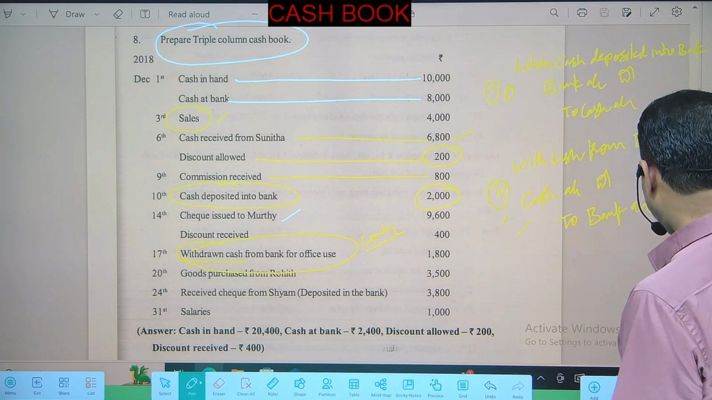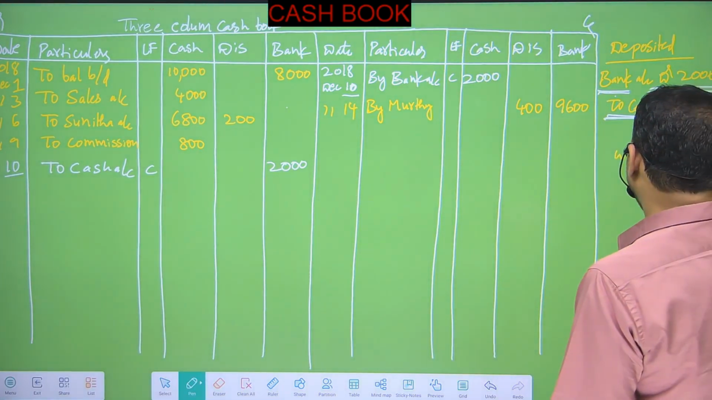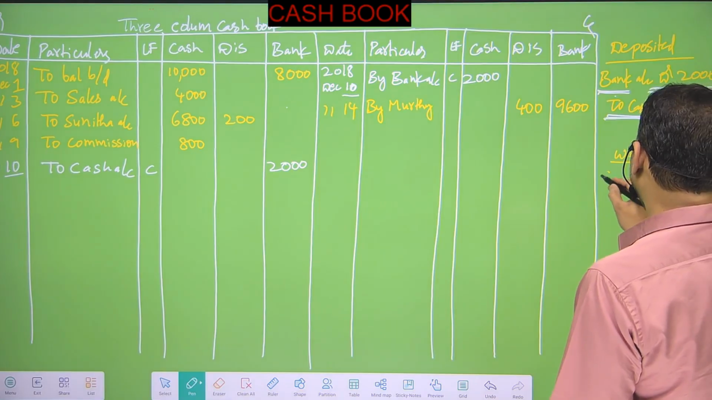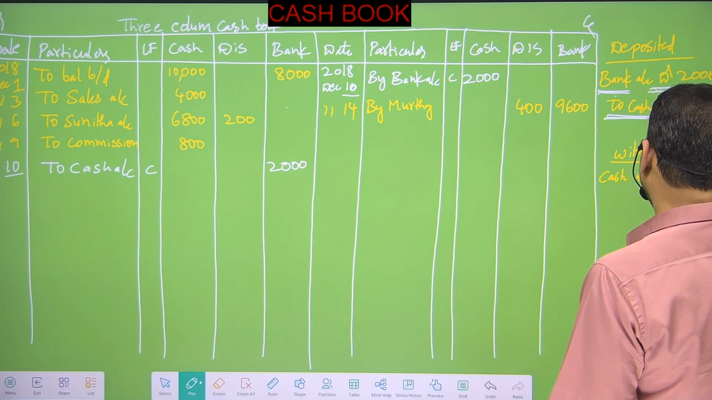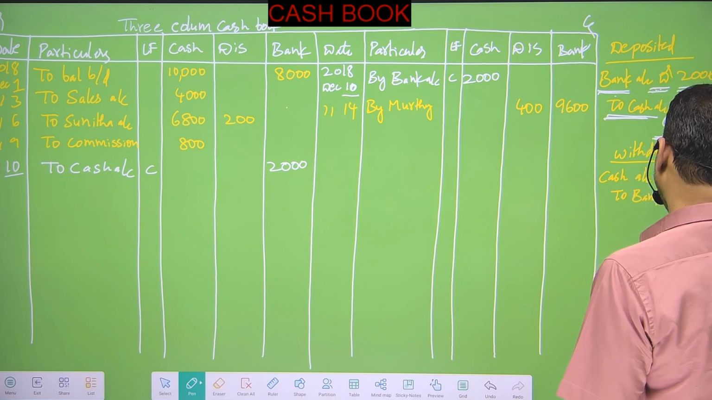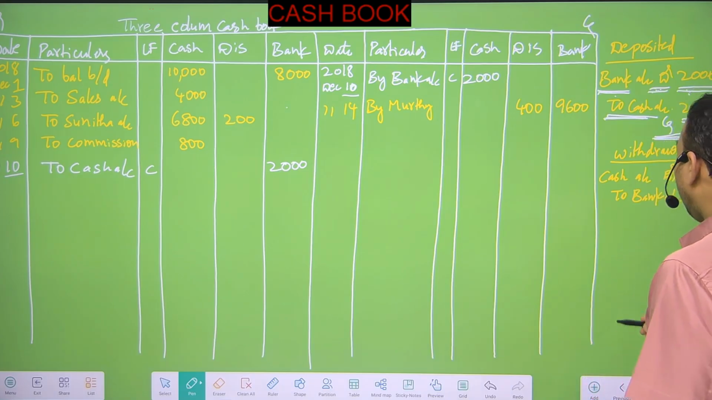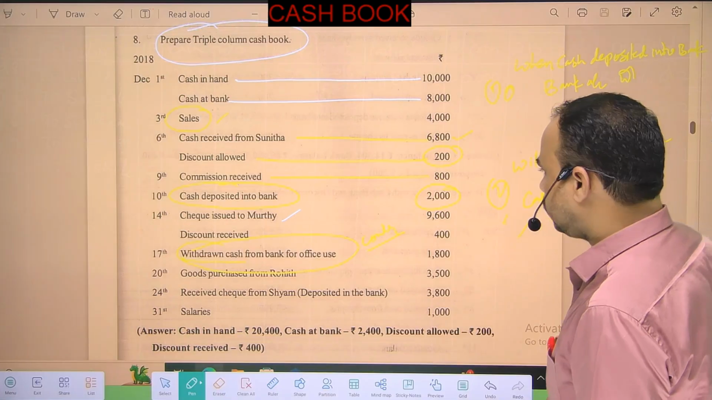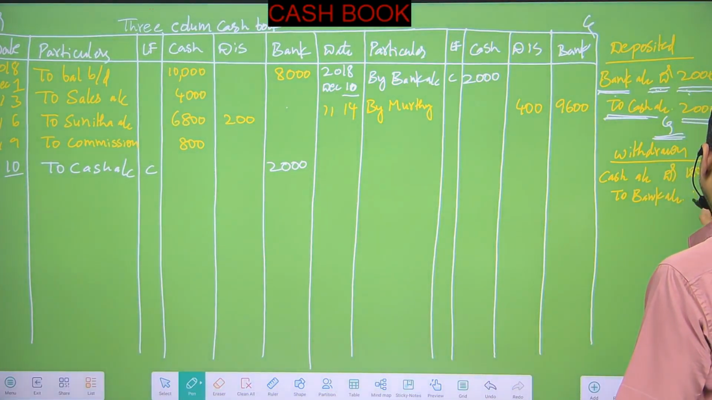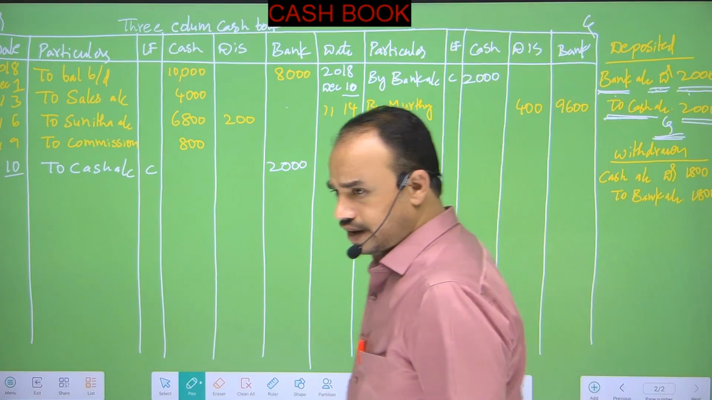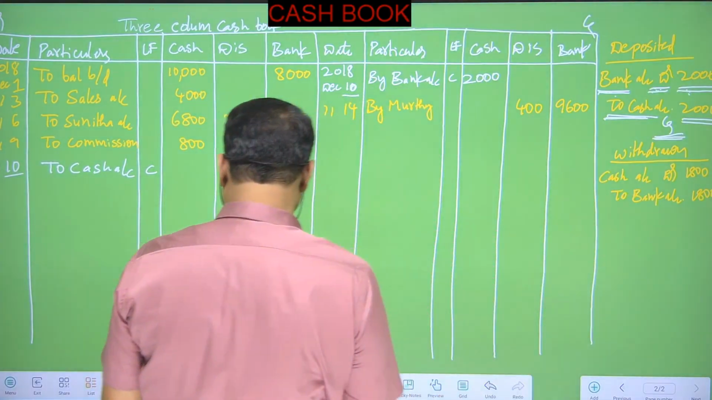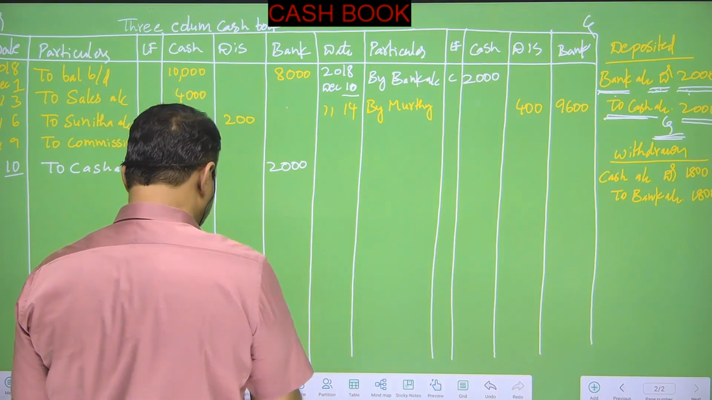So this is a contra entry. Whenever you withdraw cash from bank, a contra entry will come. We have to use this journal entry, cash account debit to bank account. Now how much was withdrawn in cash? 1800. So on both sides write 1800, debit and credit. Now how to post this journal entry, that is important. Whoever did not understand how to post a journal entry, listen carefully once again. I will explain how to post this journal entry.